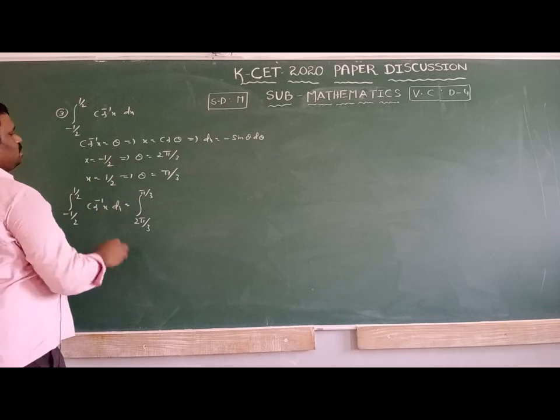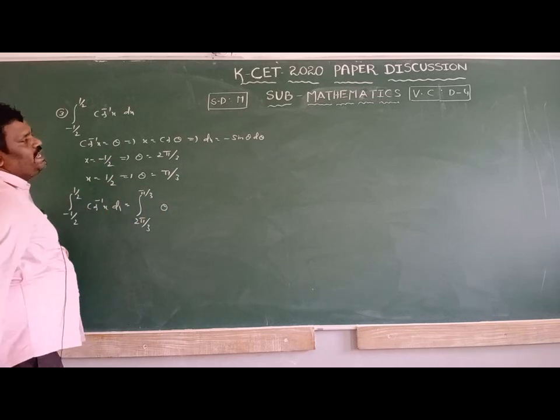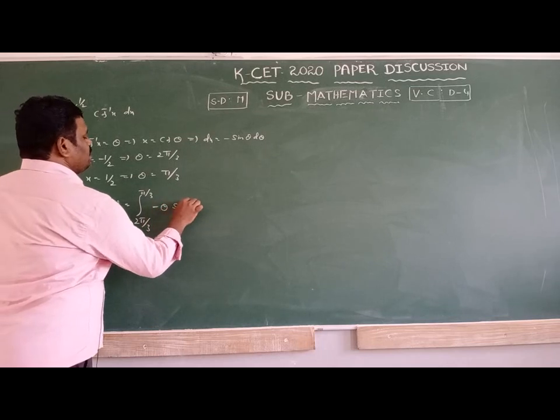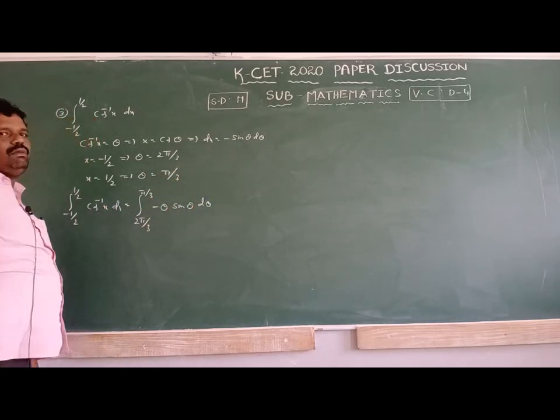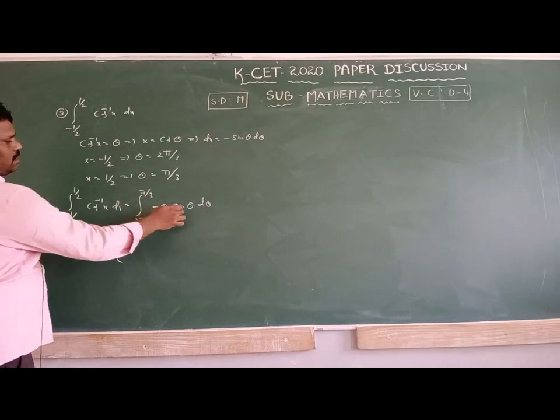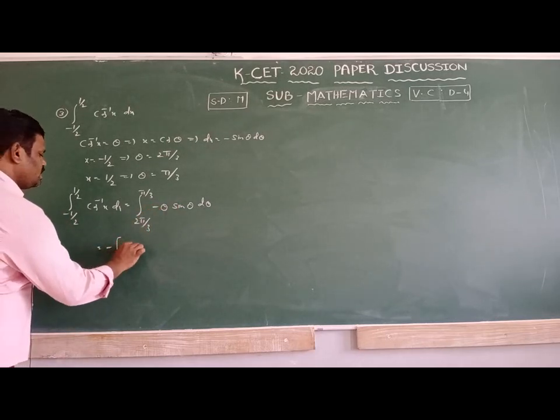Cos inverse x means theta value. Theta into dx is equal to minus sin theta into d theta. Again by parts formula. Then what we see: minus half theta sin theta. So theta is the first function.